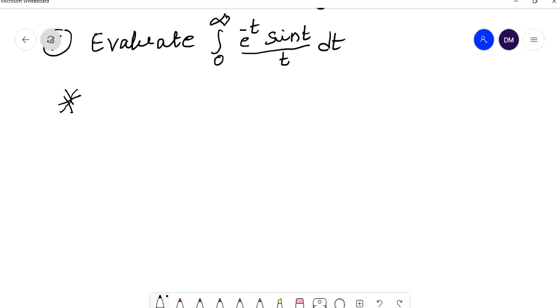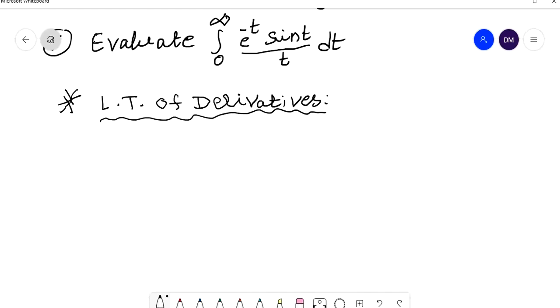Let us see the next property. Laplace transform of derivatives. So what is the property name? Laplace transform of derivatives. What is the statement of this property?